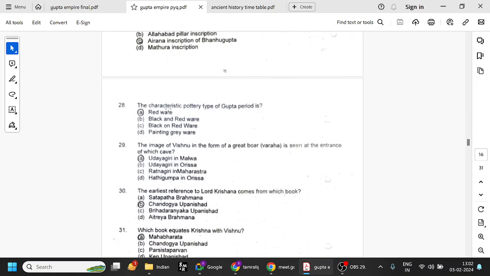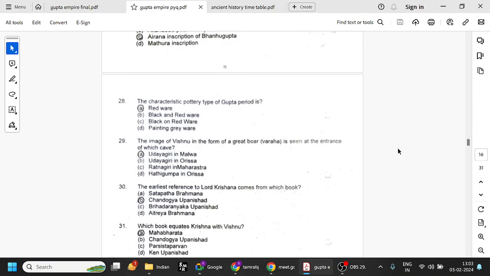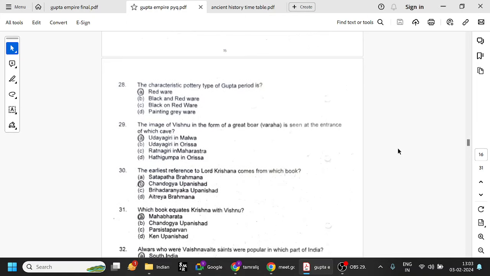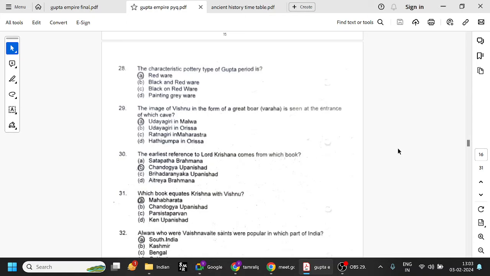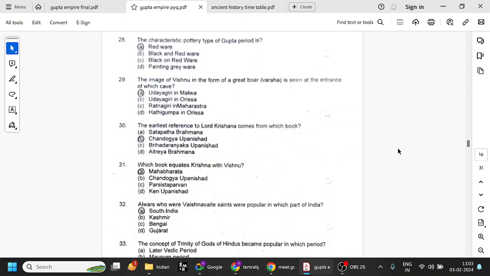And Gupta period, redware, we have already seen. Mauryas means NBPW, Northern Black Polished Ware. Guptas and Kushans and everyone, it is redware. Black and red is in the early Vedic period. And ochre colored painted ware, all that is during the Indus Valley civilization, later on. We have already seen all that.